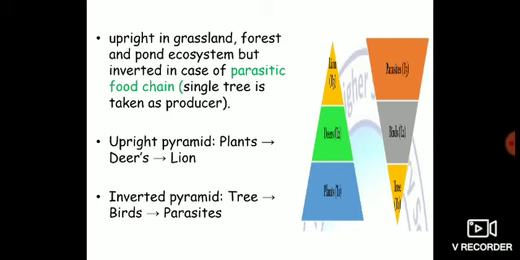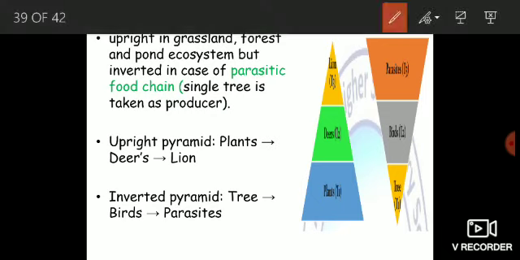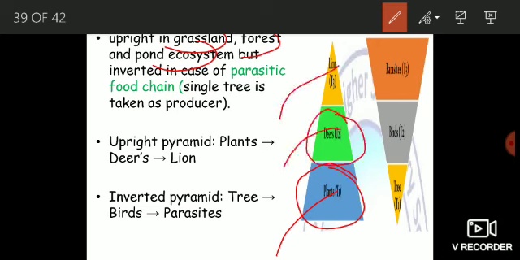Now the types of pyramids of number. Pyramid of number is having two types. One is upright pyramid, and upright pyramid is found in case of grasslands, forests, and pond ecosystems. Here you can see you are having plants. These form the producer trophic level. You are having deers, they are the herbivores, and then you are having the carnivores. As you go from producers to carnivores, the number of individuals decreases. That means plants are more in number as compared to deers, and deers are more in number as compared to lions. This is the upright pyramid of number.